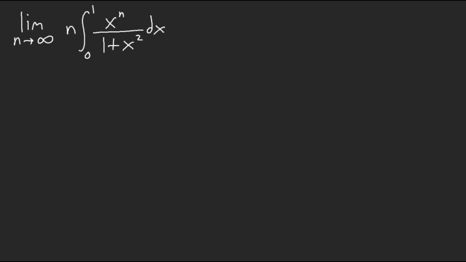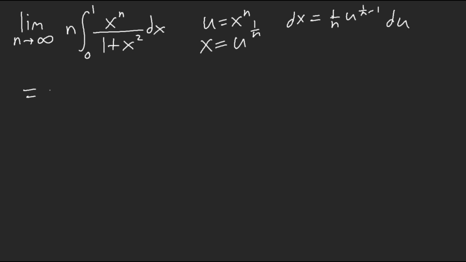So now we have another example where it's the same old thing again. We have n at the front, so we need to get rid of that. Let u equal x to the power of n. Then x is equal to u to the power of 1 over n. dx is 1 over n, u^(1/n - 1) du. So we get rid of that n.